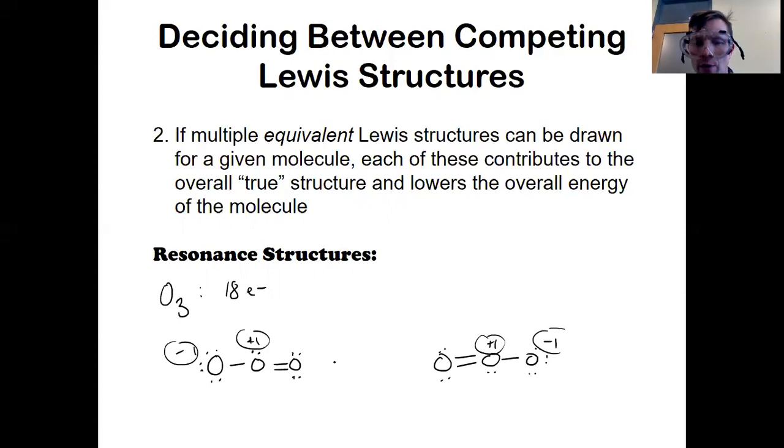It turns out that when you can do that, it's important to indicate it. And the way you do that is with a double-headed arrow. If you see a double-headed arrow that looks like this, this means resonance structure. And you need to draw both resonance structures when you have a Lewis structure.